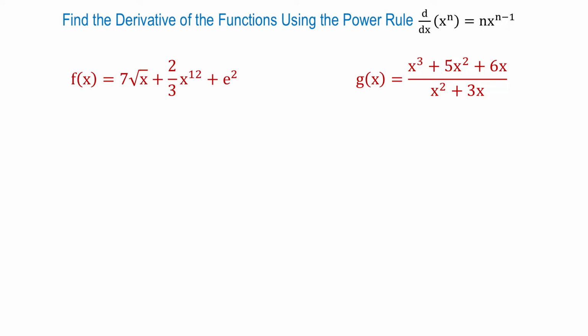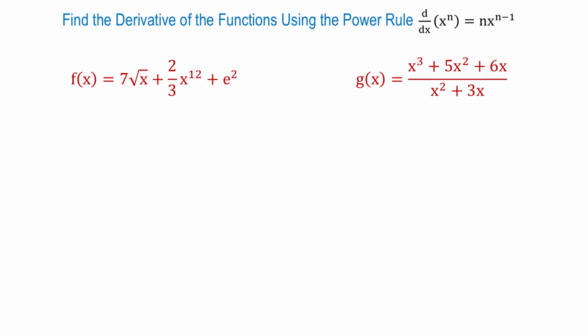The first function that we are given is f of x equals 7 square root of x plus 2 over 3 x to the 12th power plus e to the second power. So what we have here is a sum of three terms, and the first two terms contain x. The last term contains e, and e is a constant that is approximately 2.7, and we know that the derivative of a constant will be 0.